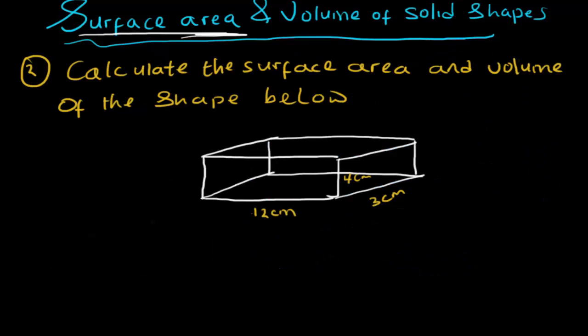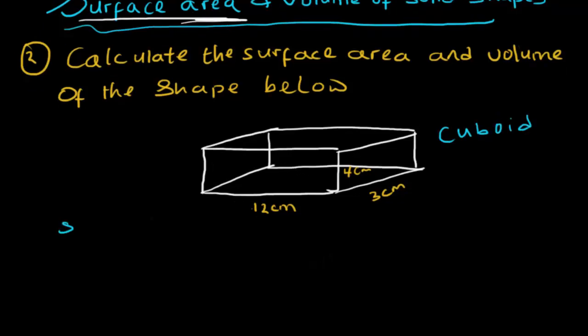Calculate the surface area and volume of the shape below. So the first thing we want to do is to identify this shape. This is like a rectangular box, so this is a cuboid. So we have the solution.